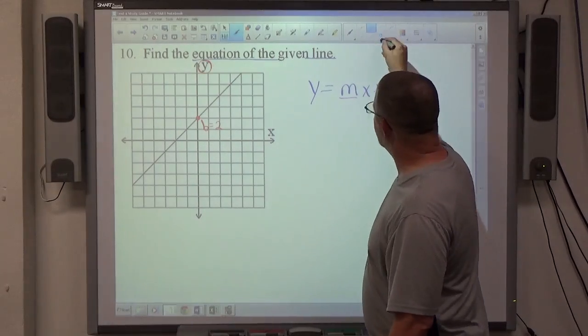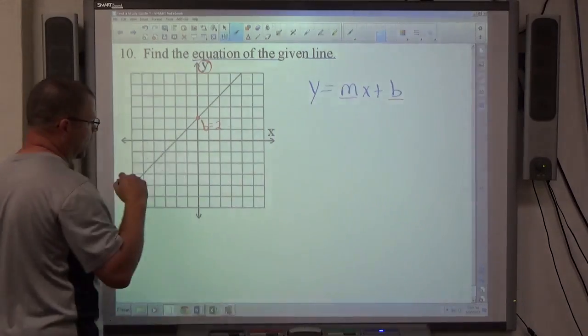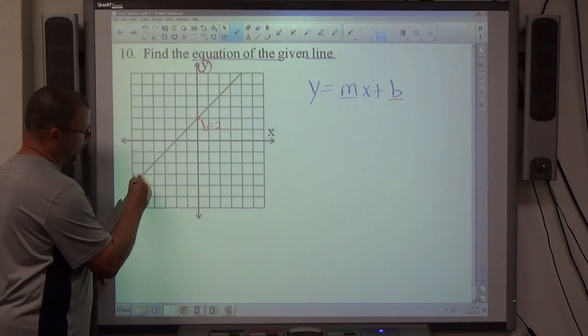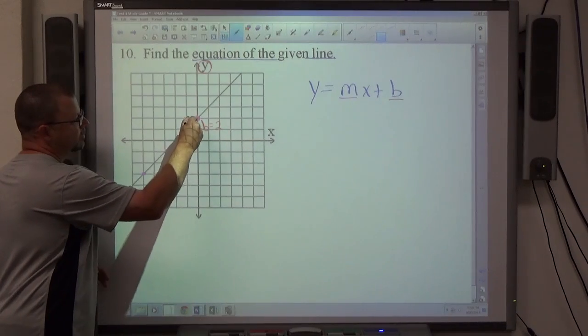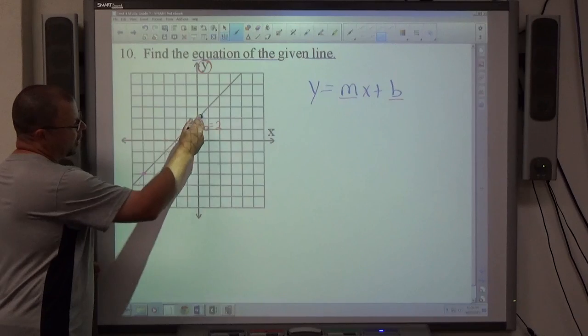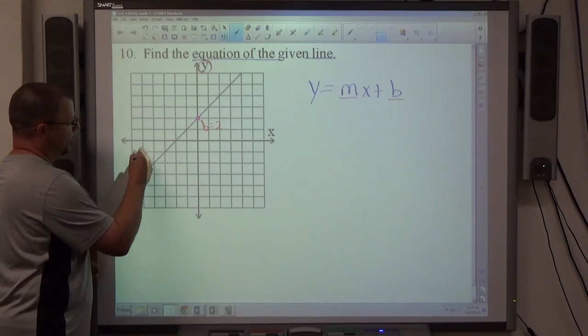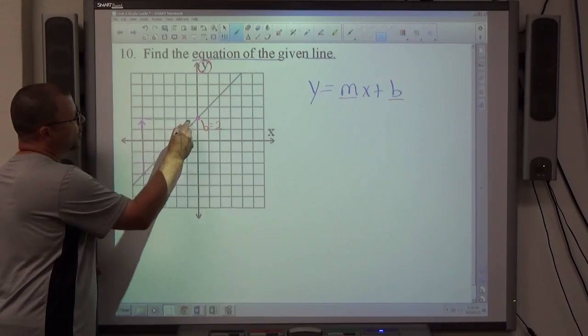To find M, I got to pick 2 points. It doesn't matter which 2 points I pick. I'm going to pick this point and this point. How do I get from here to here? First of all, vertically. Second of all, horizontally.